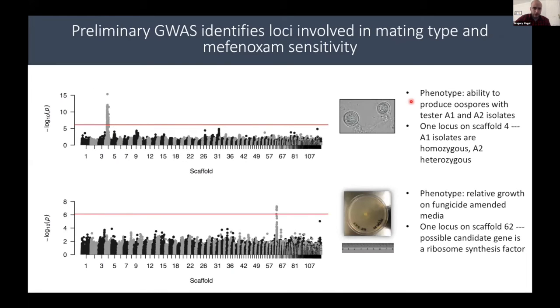So we first used this collection of isolates to perform a genome-wide association study for a couple of other traits of interest. Here I'm showing what are called Manhattan plots. The x-axis shows the position of each SNP, each marker in the genome, and the y-axis shows the negative log 10 p-value for association with the phenotype. So the higher the point is, the more likely that there's a variant in that region that's affecting the phenotype.